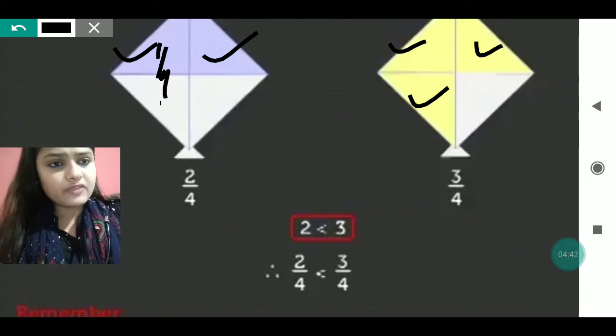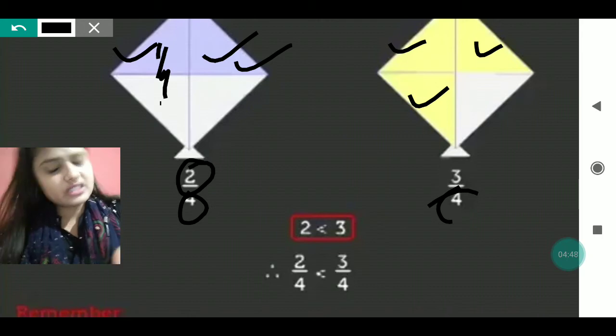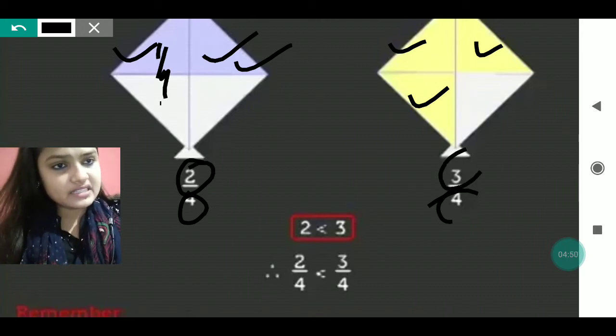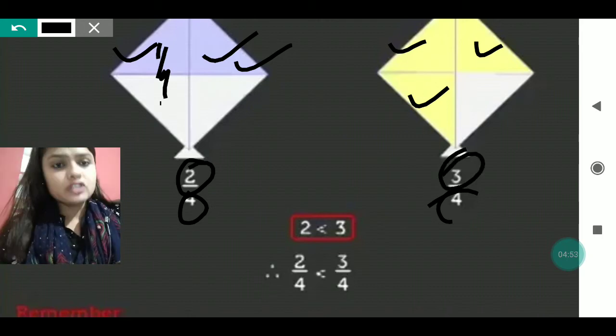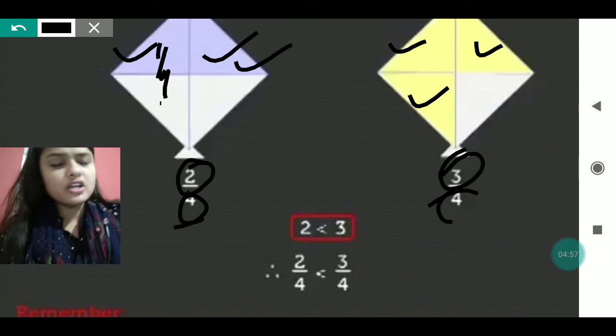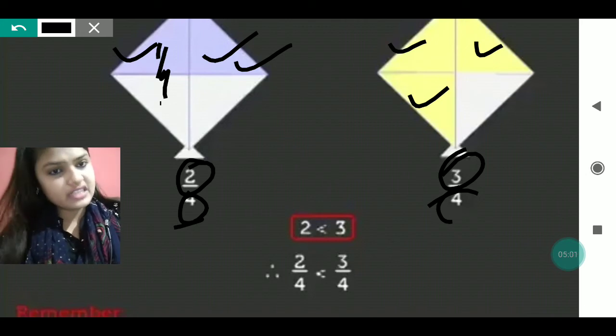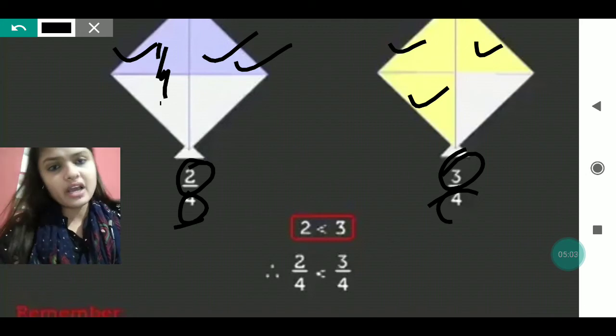It's also, so that 4 we have written in the denominator on both sides, but 1 is 2, that 2 is the numerator, whereas here this 3 is the numerator. So which one is greater? We don't have to compare the denominator here because they are the same. So what do we have to compare? Only the numerator. So which one is greater, 2 or 3? 3 is greater. So 3 by 4 will become the greater number.